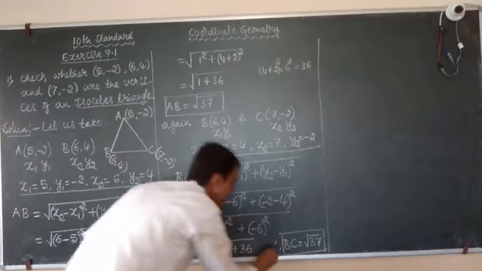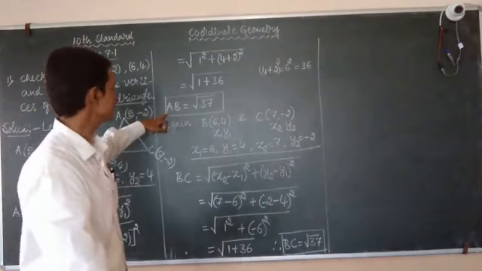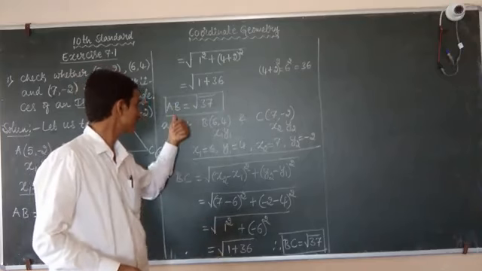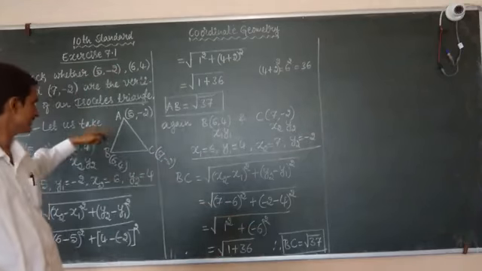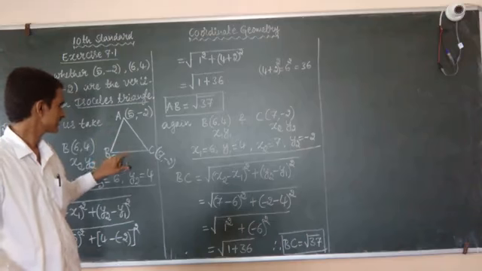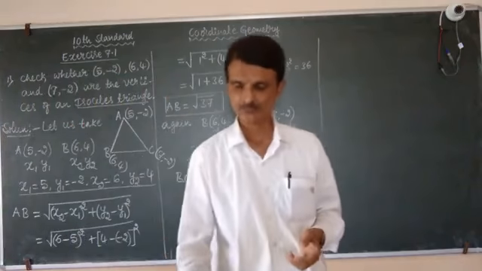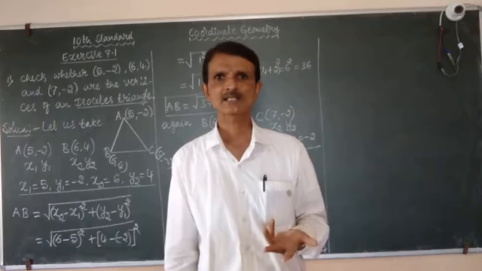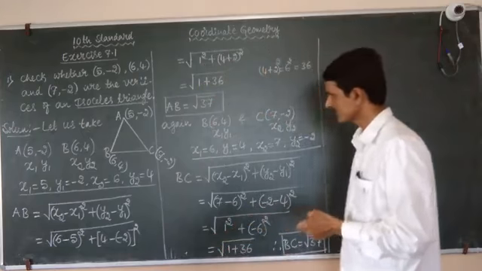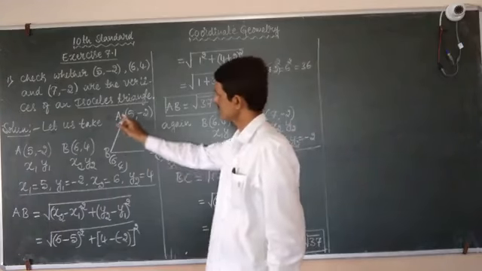Value of BC is root 37, whereas the value of AB is root 37. If you observe these two sides, AB and BC, these two have the same length. Therefore, in a triangle, if two sides are equal, it is called an isosceles triangle. But we cannot write that yet, because we have to find out the length of CA.